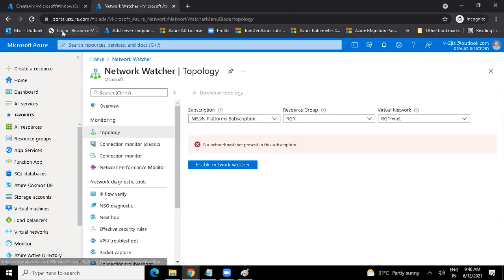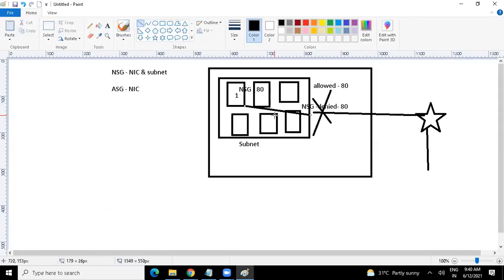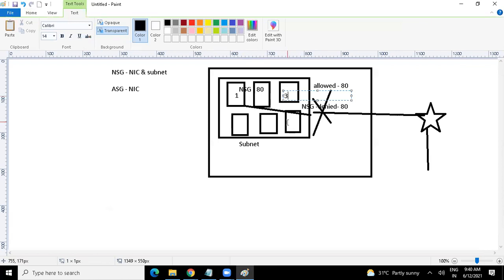Good. So instead we can assign, for example, an ASG instead of putting an NSG on the NIC level. It's going to be better. So see, when we apply NSG, if we need the same rule for all 6 machines, we can simply apply the NSG at the subnet level. But let's say we need some rule only for machine 1, machine 3, and machine 6.